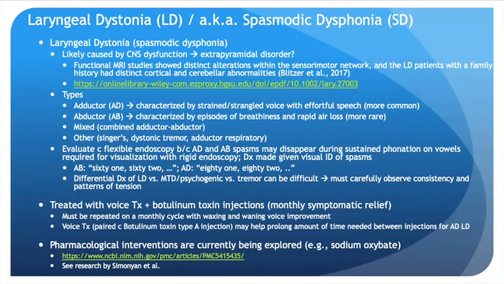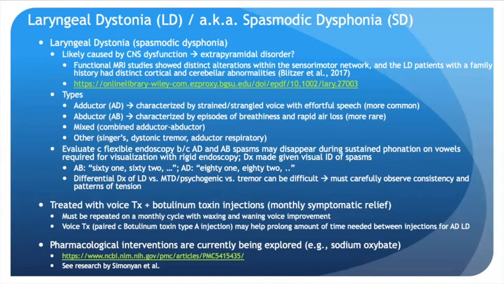Laryngeal dystonia or spasmodic dysphonia is oftentimes treated with voice therapy plus botulinum toxin injection. This provides monthly symptomatic release. Unfortunately, it has to be repeated on a monthly cycle with waxing and waning voice improvement over time. And there are some studies that indicate that voice therapy paired with Botox injection can help prolong the amount of time needed between injections. I've actually seen these procedures many times.